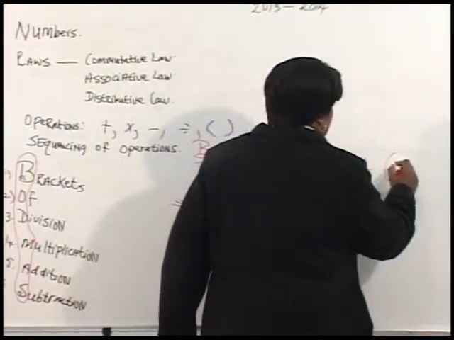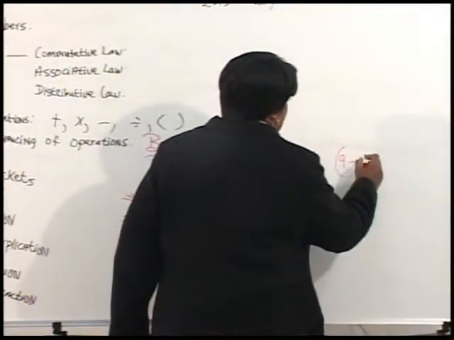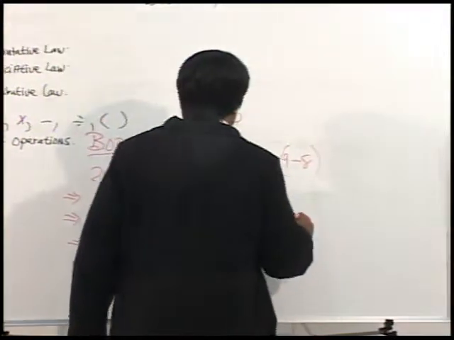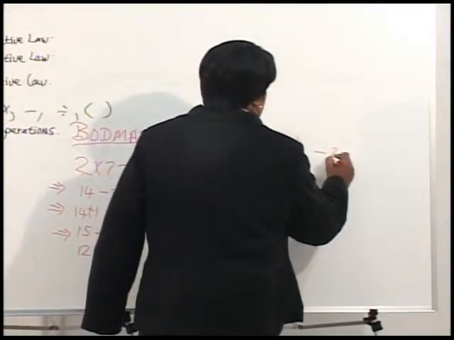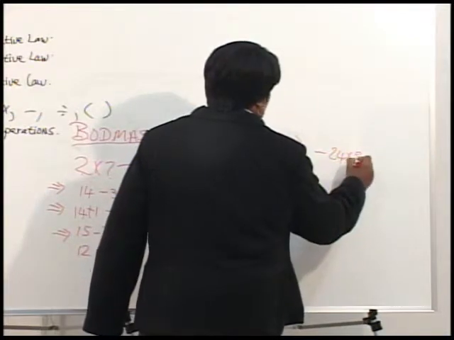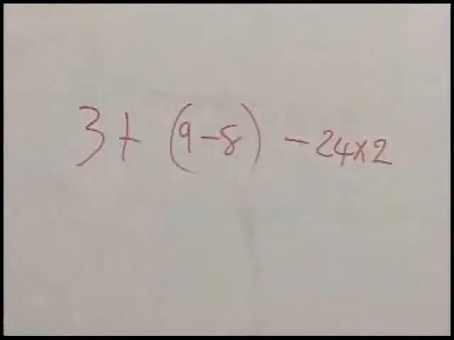We have a bracket and it is 9 minus 8. And then it's coming back over here and we have minus 24 times 2. How do we cope with that?